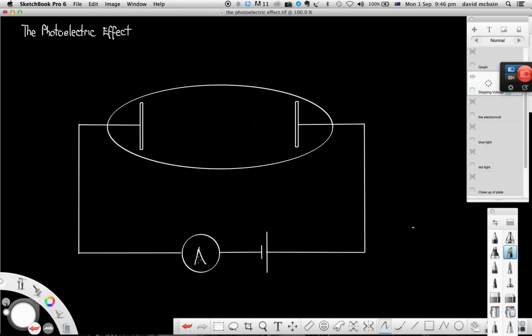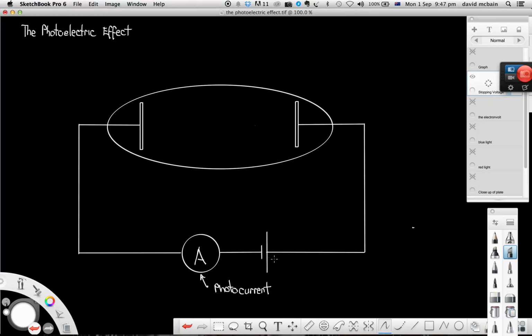So this is an ammeter designed to measure the current. In fact, what it's designed to measure is any current created if electrons jump the gap. So what it's really measuring is the photocurrent. In other words, the current that would be created in this circuit would be due to any electrons knocked out by incident light striking this metal.